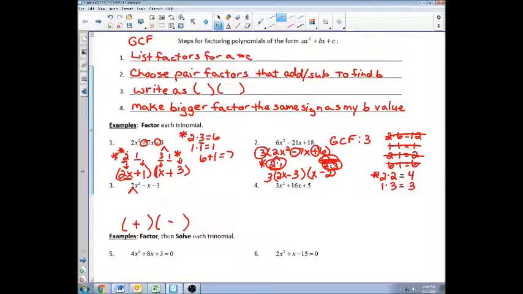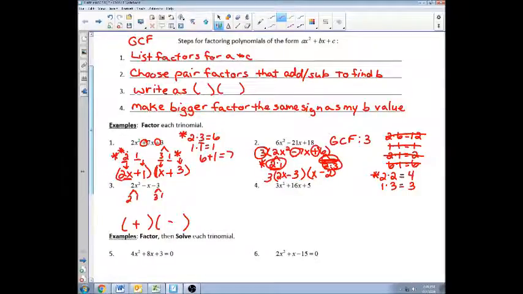So here we're going to start with our first step. Actually, our first step is to see if there's a GCF. Well, I have 2, 1, and 3. They're not all divisible by the same thing, so I do not have a GCF here. So I'm going to find the factors of 2 and the factors of 3. I need to find some combination of these factors that will get me to negative 1. I want my larger factor to end up being my negative, okay?